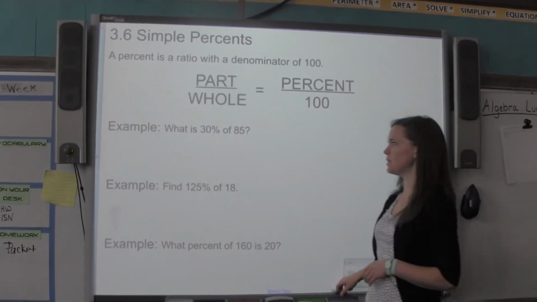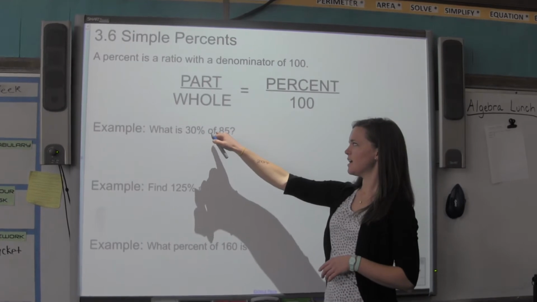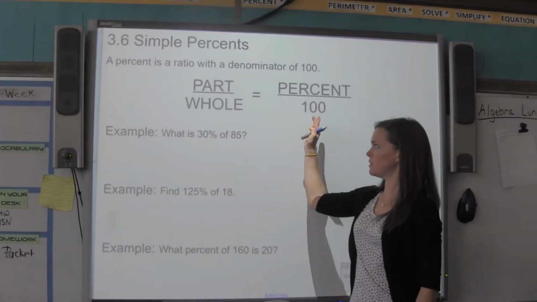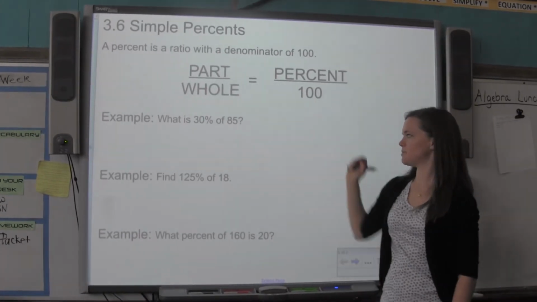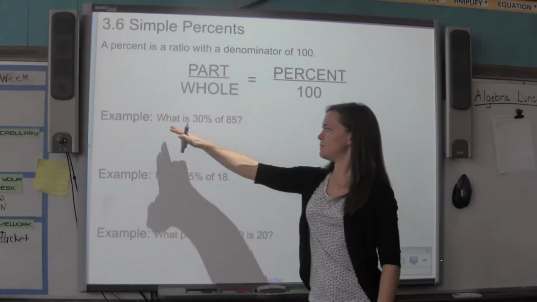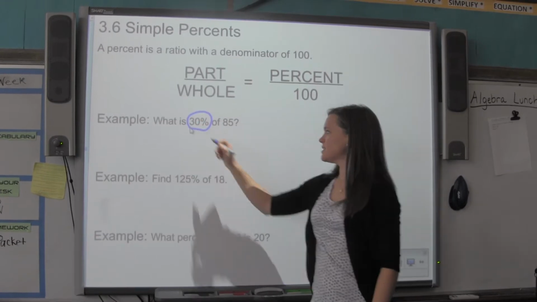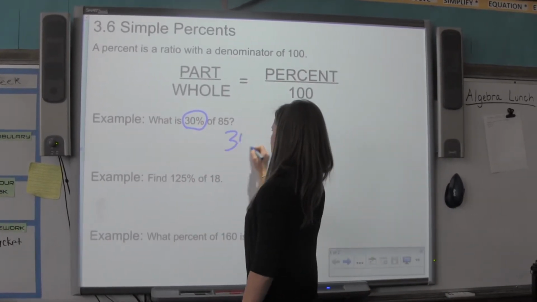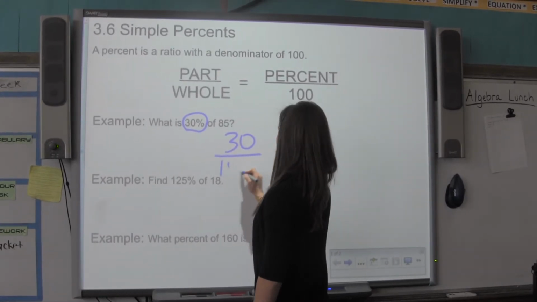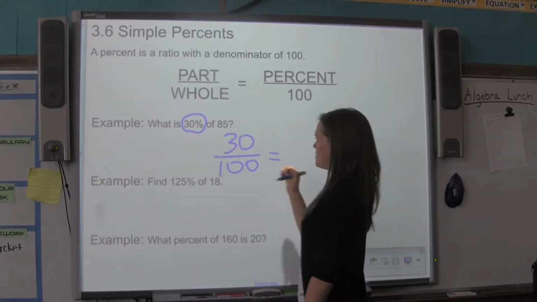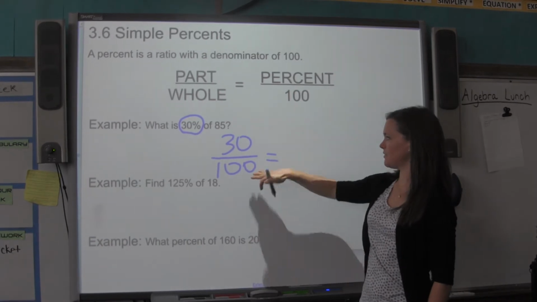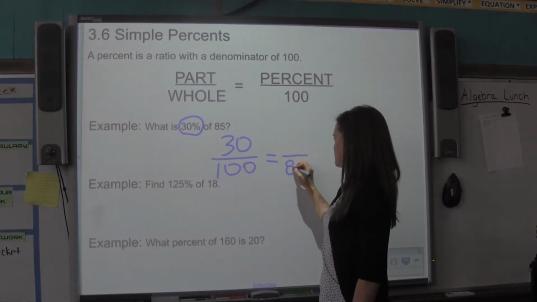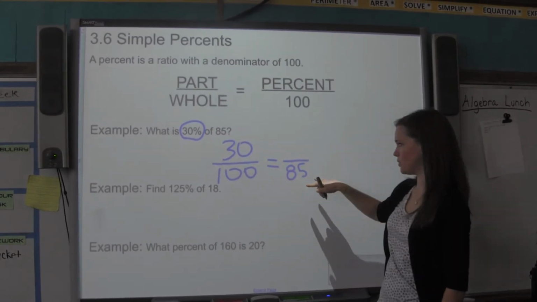So let's look at this example. What is 30% of 85? So I'm going to set up my two equal ratios, just like in this example right here. And I am given the number 30%. So that means 30% means I have 30 as my part and 100 as my whole. And I want to know what 30 out of 100 is equal to how many out of 85. So 85 is my whole over here.